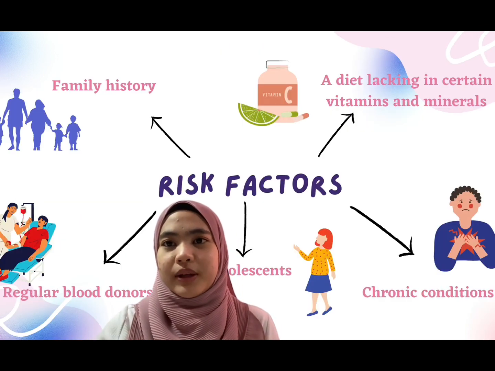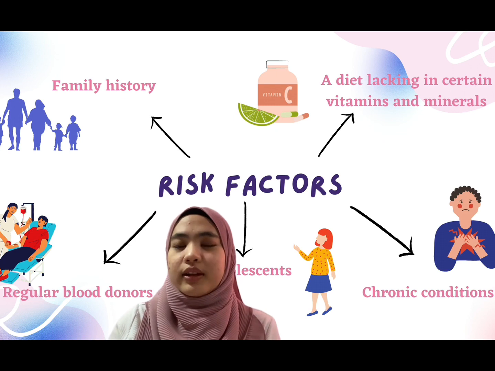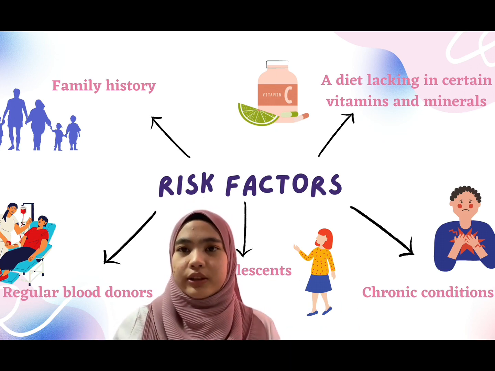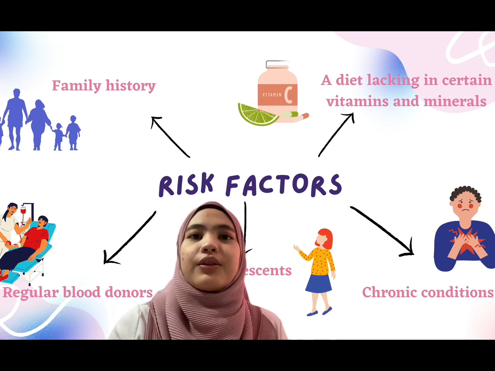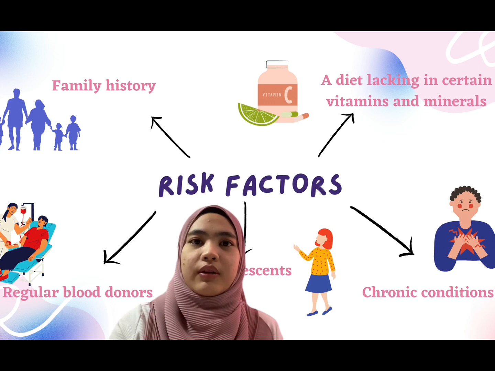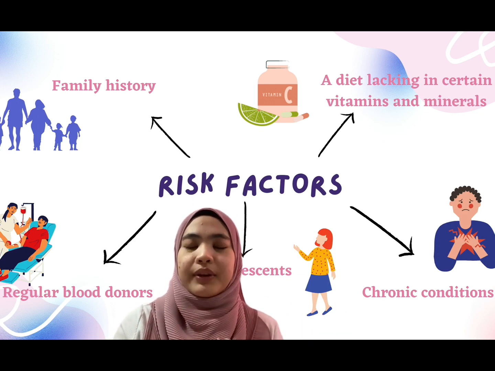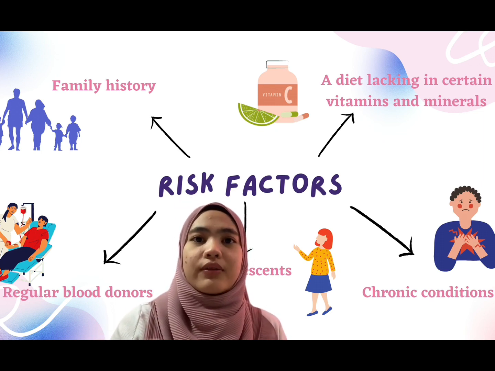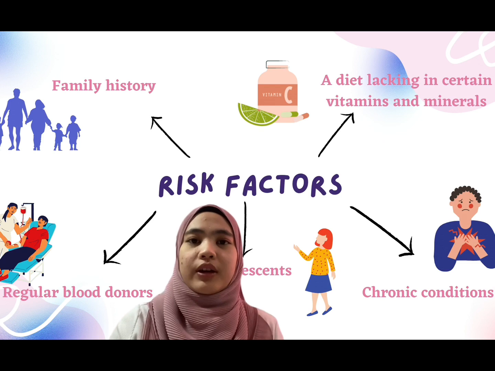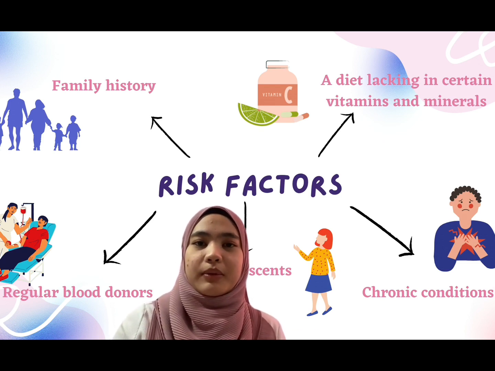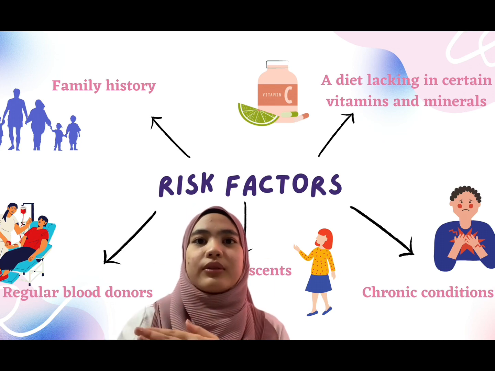Next, I will be talking about the risk factors of this condition. So risk factors are those that give people a higher possibility to get this condition. The first risk factor is family history. Those families who had backgrounds of having this disease might have a higher possibility to get this condition. Next is a diet lacking in vitamins and minerals. All of us know that vitamin B12 is significant for iron. So if a person lacks these vitamins in their diet, they are more prone to get this condition later on.